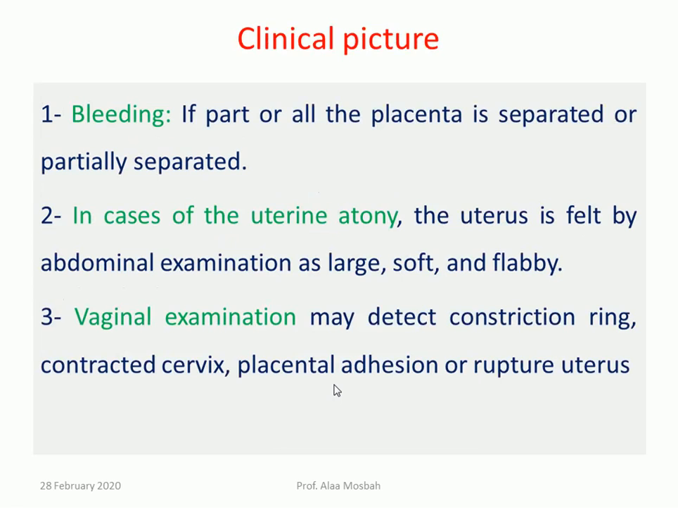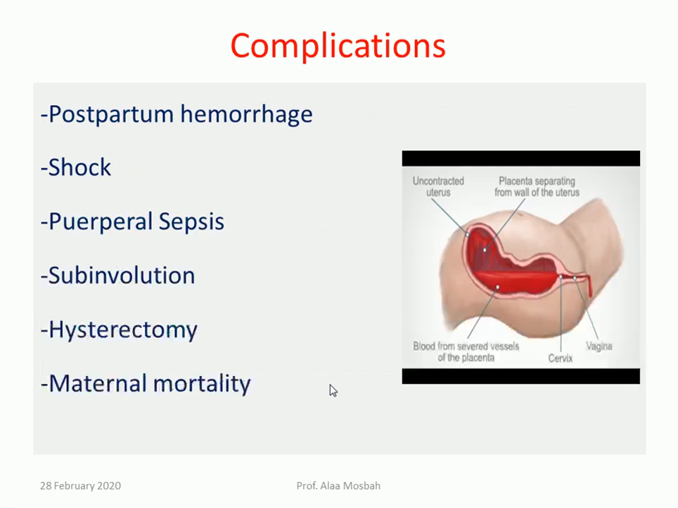The clinical picture includes bleeding if part or all the placenta is separated or partially separated. In cases of uterine atony, the uterus is felt by abdominal examination as large, soft, and flabby. Vaginal examination may detect contracted cervix, or constriction ring, or placental adhesion, or ruptured uterus.